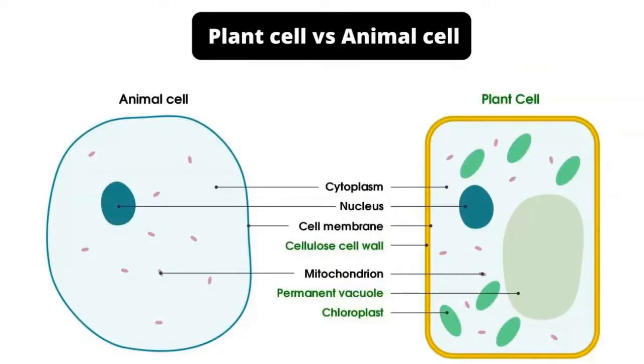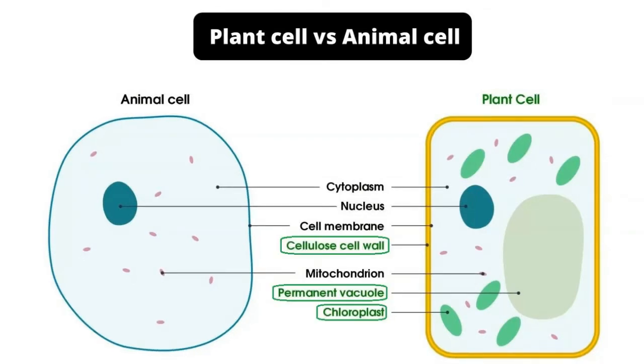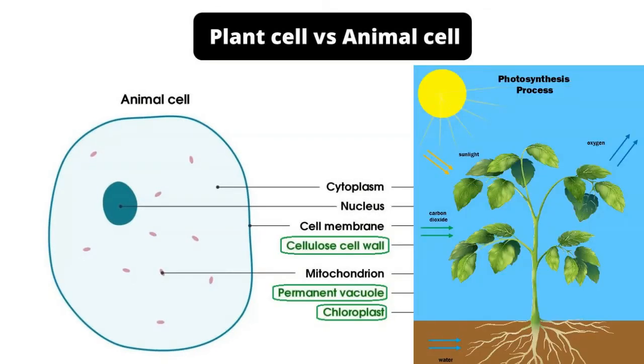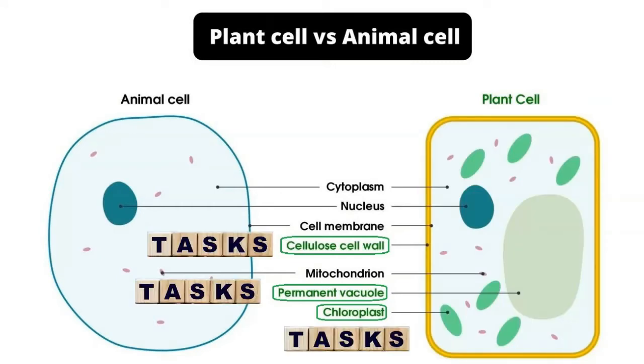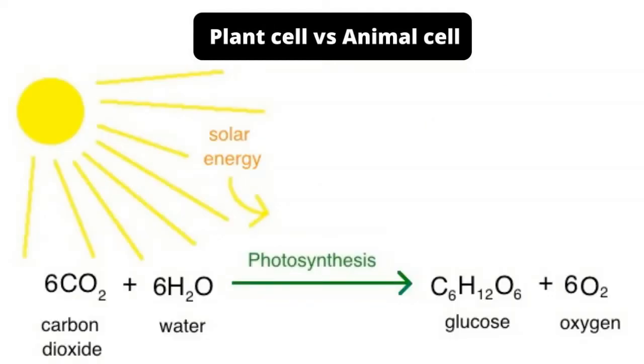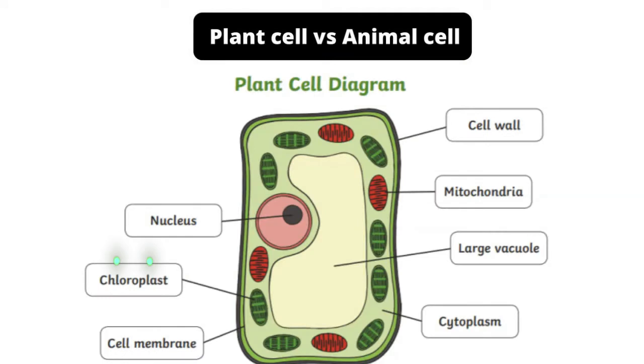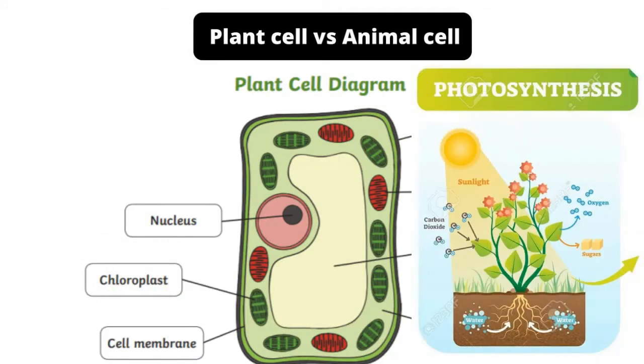There are some features which are unique to plant cells. Plant cells carry out photosynthesis. Plant cells need unique features which carry out specific tasks. Now we all probably know that plant cells photosynthesize, so they need a special organelle called the chloroplast. The chloroplast absorbs sunlight and carries out photosynthesis.